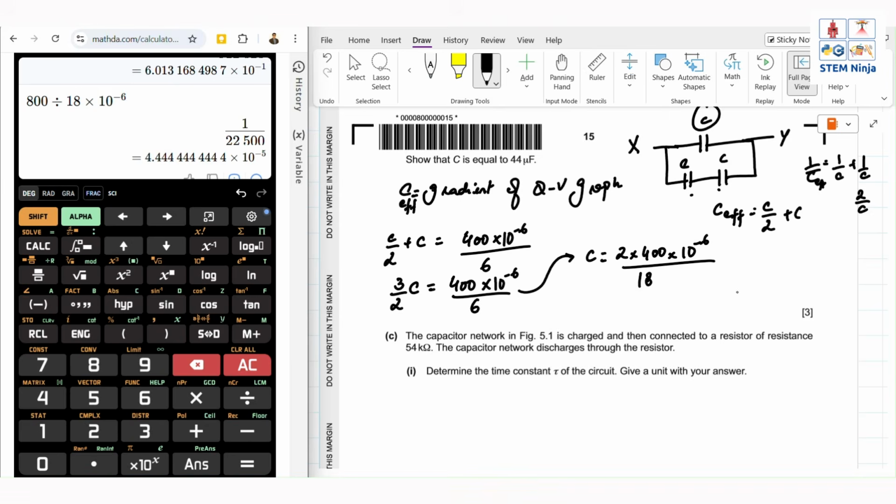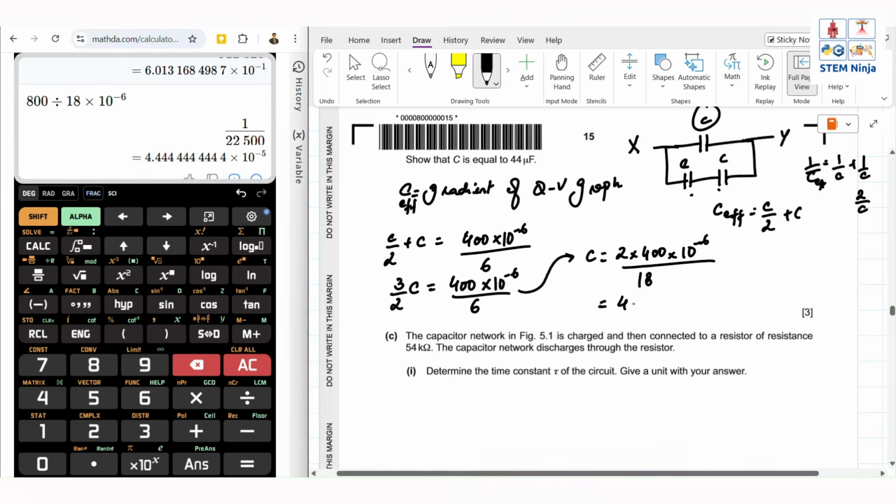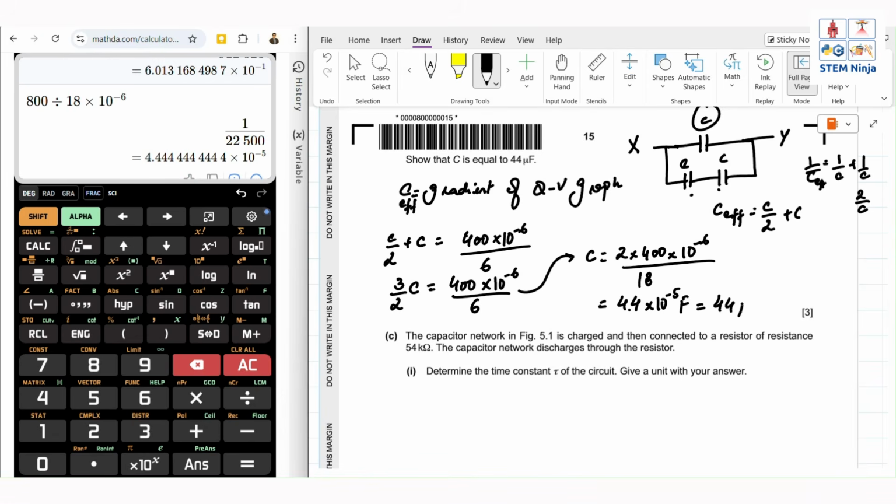This would become 4.4 times 10 raised to power minus 5 farad. And this would be written as 44 microfarads.